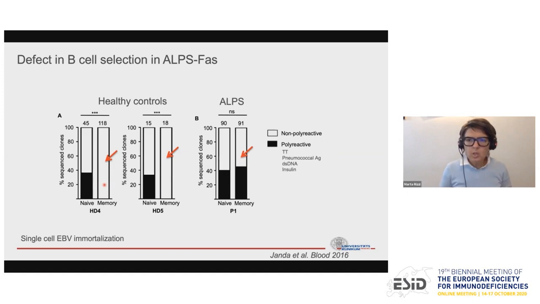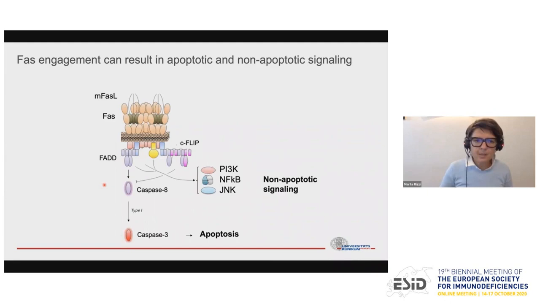So we asked the question if this altered distribution of B cells in the periphery, so the reduced number of memory cells and the altered selection, is due only to defective apoptosis, or can also be due to other functions of FAS, which we may still not know. Indeed, FAS is a member of the TNF receptor superfamily, which once bound to FAS ligand, recruits molecules to the intracellular portion to form the DISC, and activates executioner caspases to induce apoptosis in the cells. But as with other members of the TNF receptor superfamily, FAS is also known to induce non-apoptotic signaling. So we asked if non-apoptotic signaling may play a role in the pathogenesis of this phenotype in ALPS.